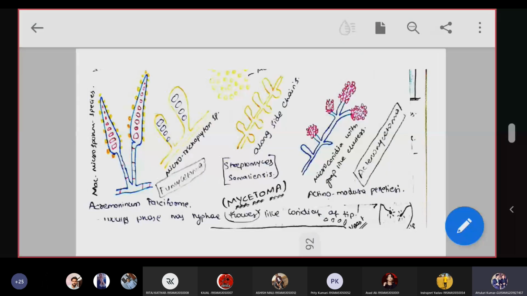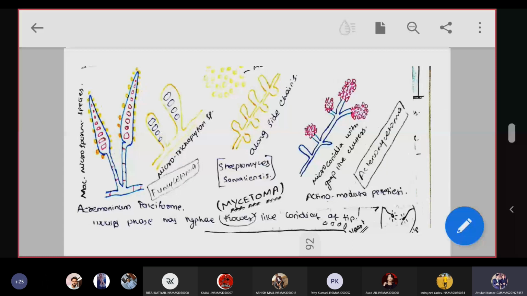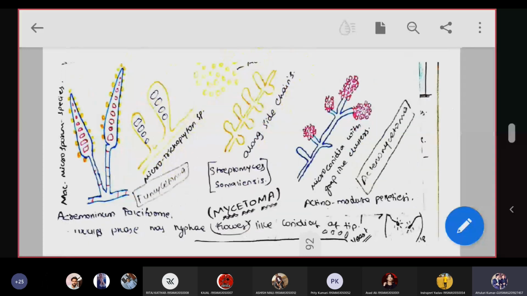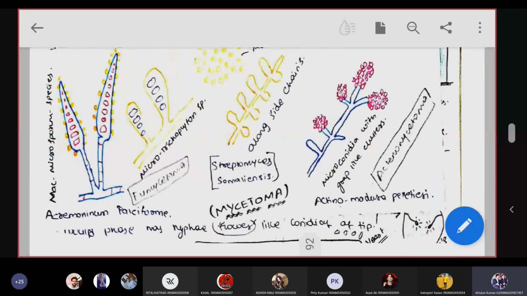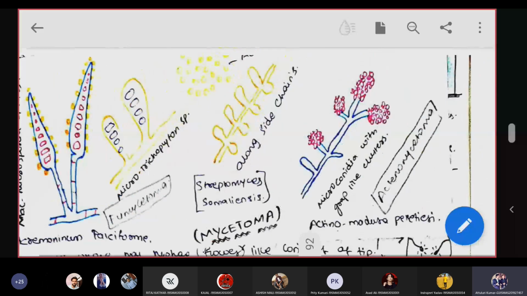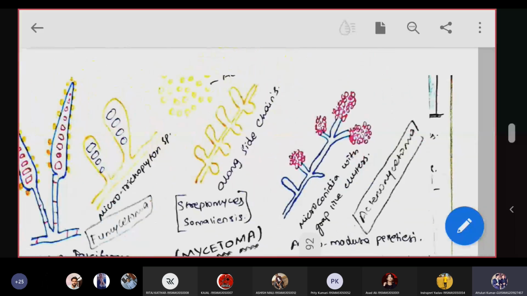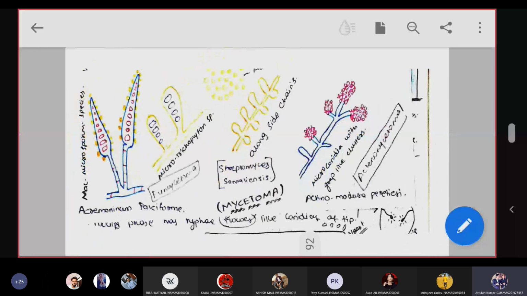Actually, these images I didn't get from the Baweja textbook, so I have taken them from random internet resources. So at least you need to know 3 to 4 pictures of these mycetoma species. First is Acremonium falciforme, which causes eumycetoma. This is how Acremonium falciforme looks. Then Streptomyces somaliensis looks like this, and Actinomadura pelletieri looks like this. So these are a few pictures of the mycetoma species. Okay, this you need to remember.